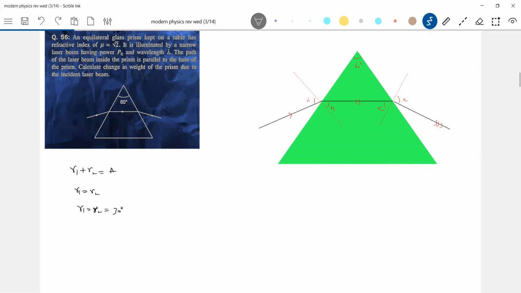So we know R1. So sine I equals mu sine R1. Mu is how much? Root 2, 1 by 2 sine I. So I will be 45 degrees.